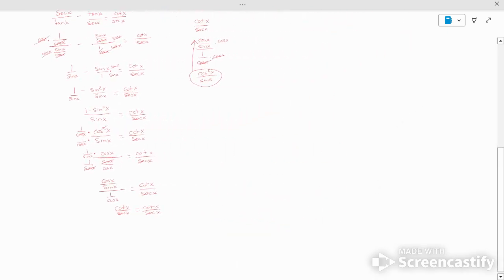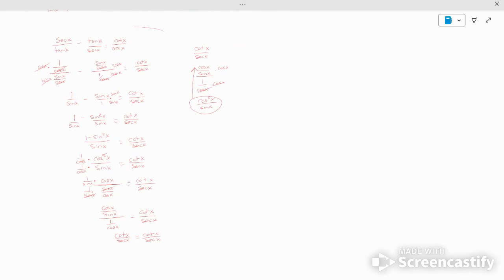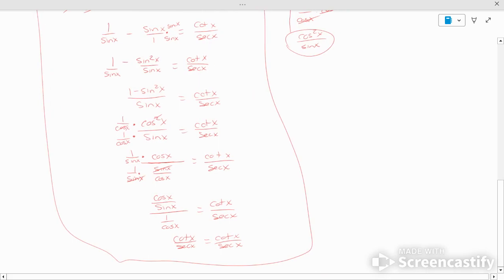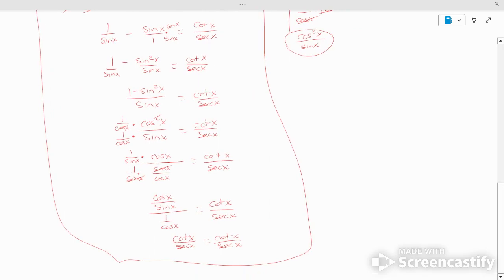And just in those few short steps from here down to here, 1, 2, 3, 4, 5, 6, 7, 8 steps was all I got there. So yeah, these are becoming a little bit more advanced.